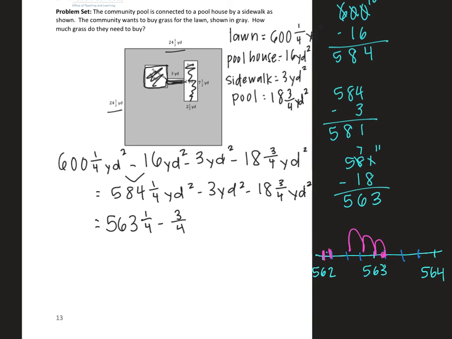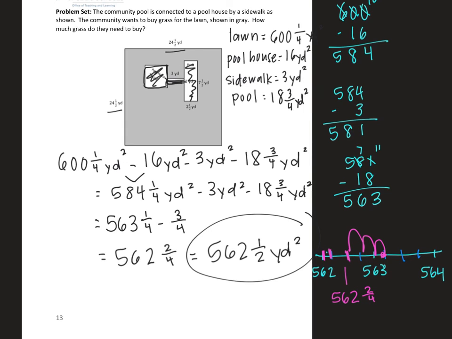Well, this is 562. This is 562 and 1/4. And this is 562 and 2/4. So that gives me 562 and 2/4, which I know is the same as 562 and 1/2 square yards.